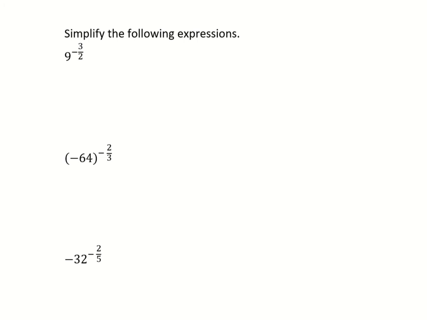In this video, we'll talk about how to simplify the following expressions. The first expression, 9 to the power of negative 3 over 2. Let me write it on the side here. And here, 9 is the base and negative 3 over 2 is the exponent. There are 3 elements in the exponent negative 3 over 2. The first one is the negative sign.